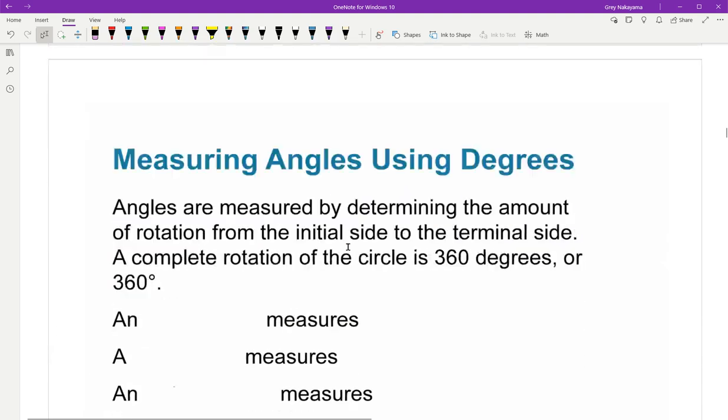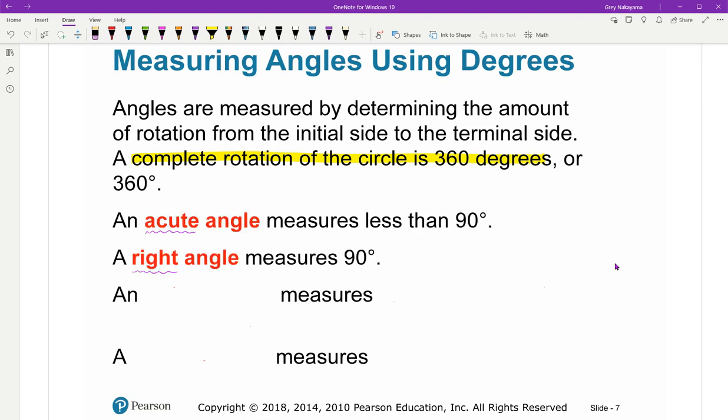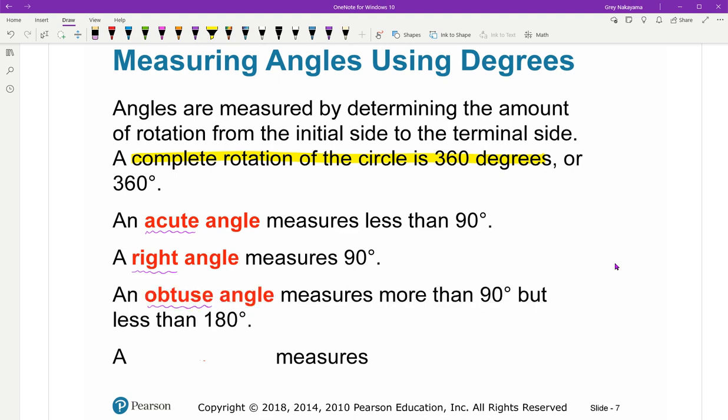Okay. Again, to refresh your memory, we know that a complete rotation of a circle is 360 degrees, but we have an angle that is an acute angle that measures less than 90. A right angle measures 90. An obtuse angle measures more than 90 but less than 180. And a straight angle measures 180 degrees.